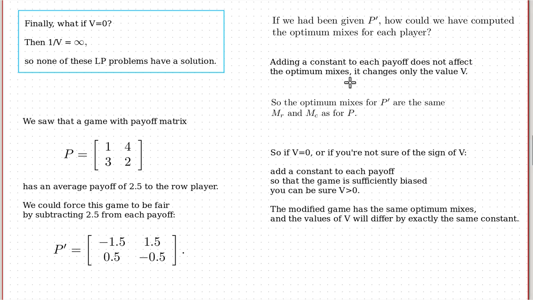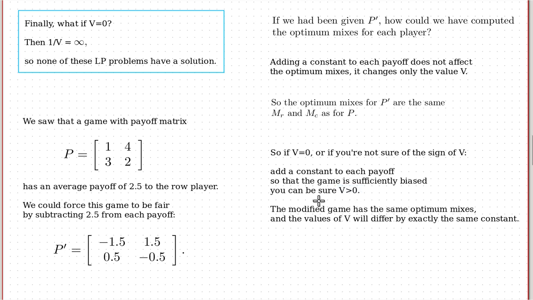If you're not sure about the value of a game, what you could do is add a constant to each payoff to make sure it's sufficiently biased that the average payoff will be positive. And then you'll know exactly what linear programming problem you need to solve in order to find the optimal mixes. So, very useful trick. If you're not sure of the sign of v, or if you think it might be equal to 0, just add a constant to each payoff to make sure the game is sufficiently biased that v will be greater than 0.